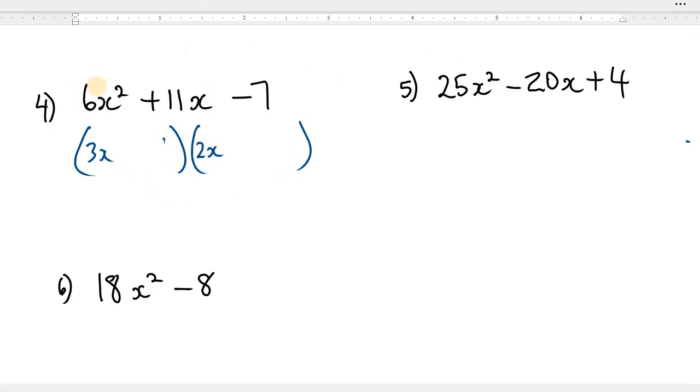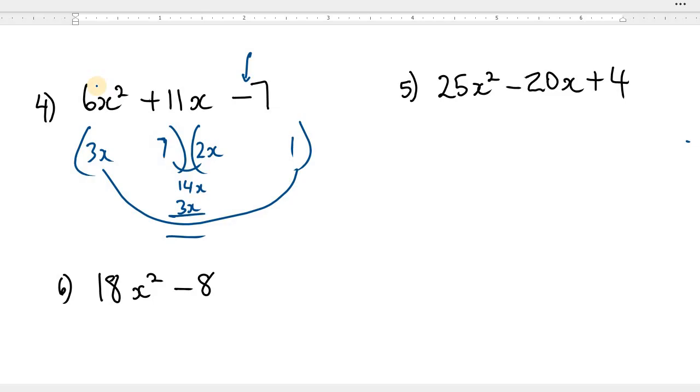So let's put the 7 here and the 1 here. Alright, 3 times 1 is 3, in this case 3x. 2 times 7 is 14x. 14x, definitely we can get 11. Now we'd have to subtract to get 11, right? And that makes sense though, because when the last term is negative, down here we'd have to use subtraction.